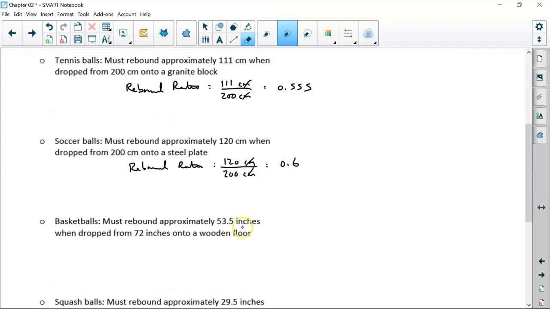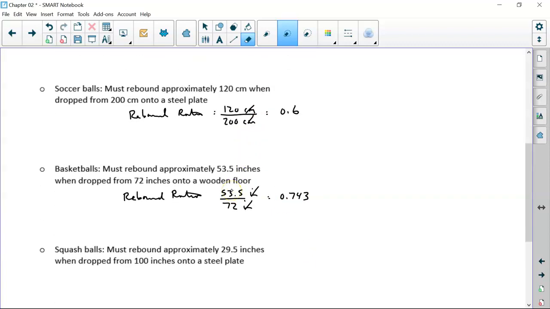For a basketball, it doesn't matter that the other two are in centimeters and this one's in inches. The ratio is going to be the same, because the units are going to cancel out, and that's all that's important. So it's going to bounce 53.5 inches over 72 inches. The units of inches cancel out. So the rebound ratio is 0.743.